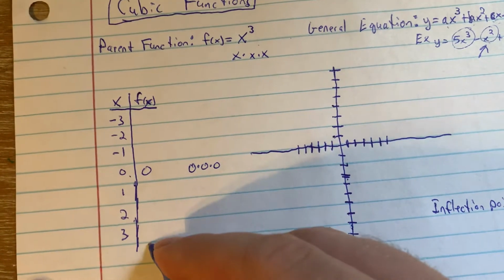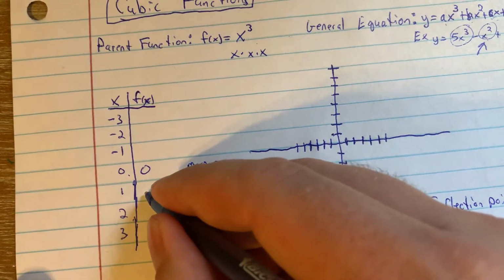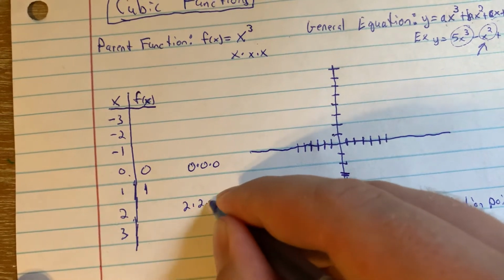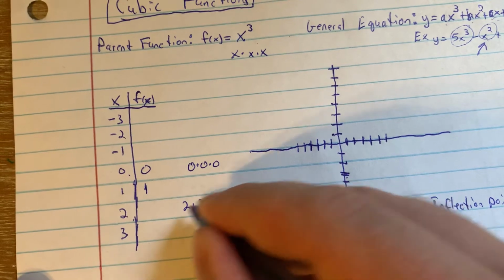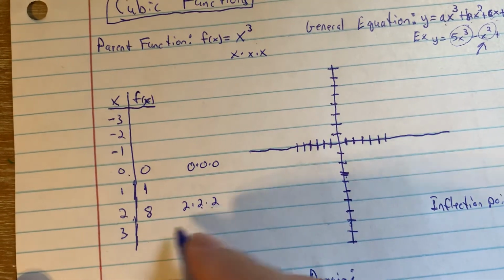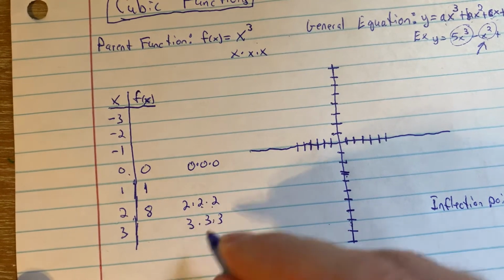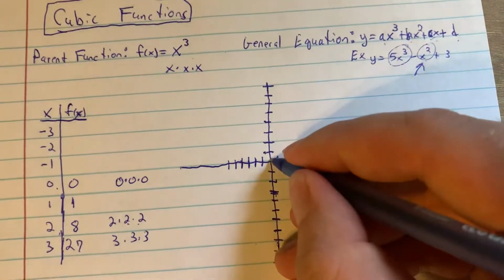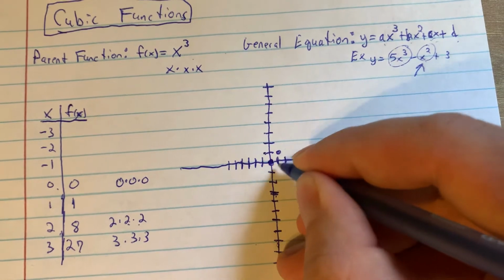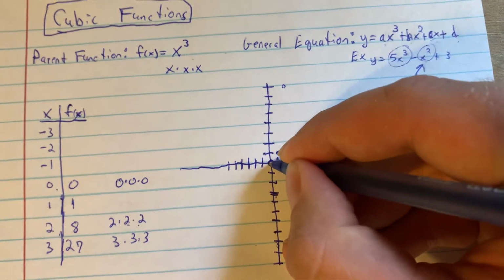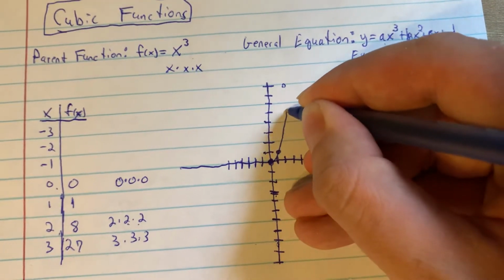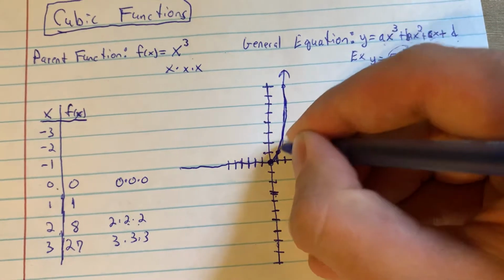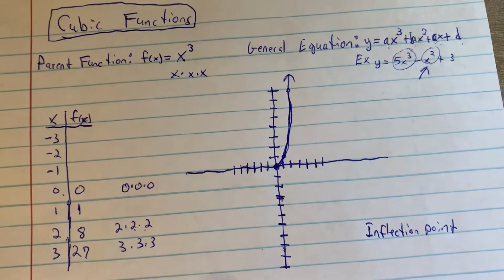Go ahead and fill out these on your own. See if you can feel good about this. 1 times 1 times 1 is 1. 2 times 2 times 2, 2 times 2 is 4, times 2 is 8. 3 times 3 times 3 is 27. And if we graph these, it starts looking like another function we should already know, where it's bending upwards, it's concave up. This looks a lot like a parabola. It's a little bit steeper. It grows a little bit faster than a parabola.